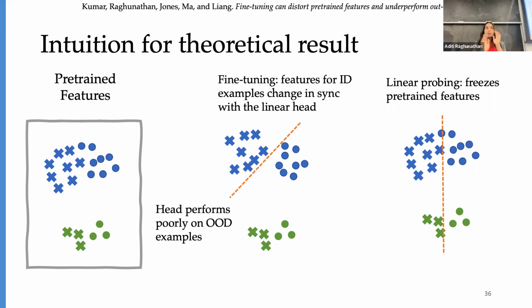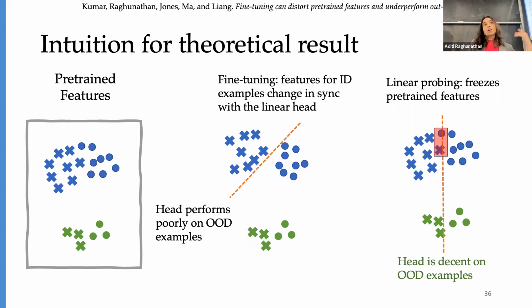Any questions? So the main difference is that in linear probing, all the features don't change, so they retain their correspondences. In fine-tuning, the features of in-distribution points change, whereas out-of-distribution points don't change. And as a result, the correspondences can be distorted or broken. You don't see that effect in distribution because the linear head changes along with the features, but you start seeing the difference out of distribution. So linear probing, the head is decent on OOD examples.